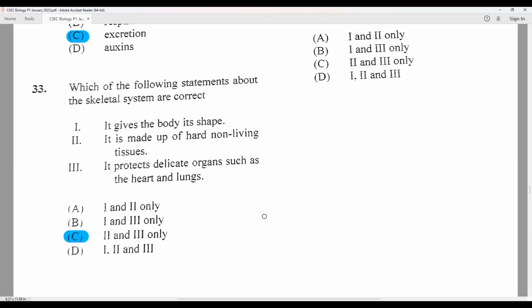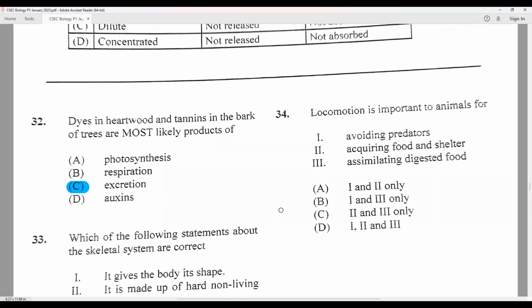2 and 3 is the answer. Locomotion is important to animals for avoiding predators and acquiring food and shelter. Assimilating digested food, no, you don't need to walk to assimilate digested food. That happens. So 2 and 1 is what we're looking for, which makes the answer A.